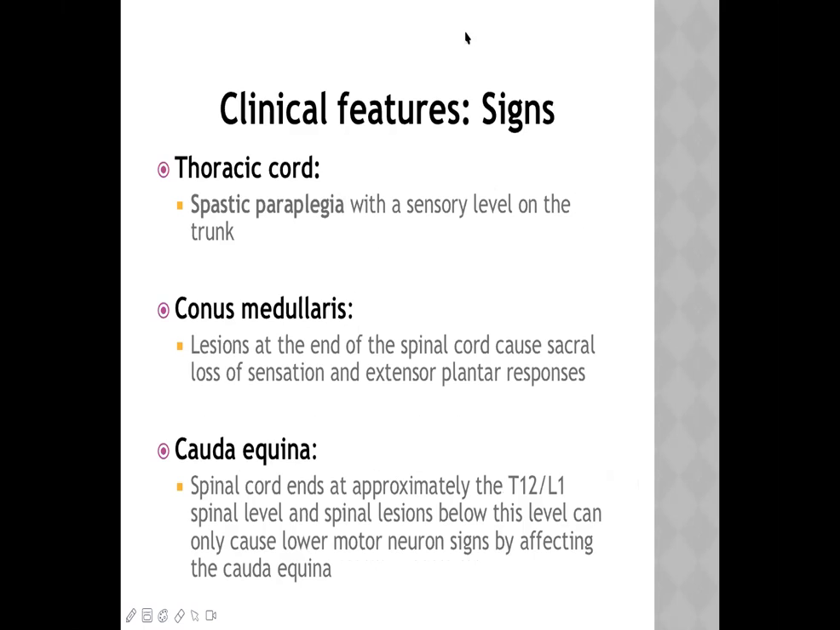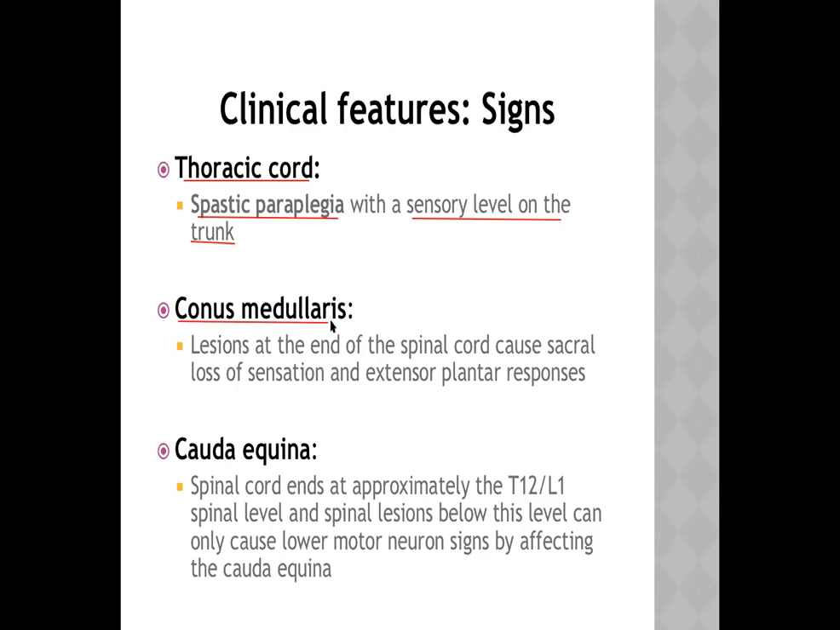Let's go distally. What happens if the thoracic part of the spinal cord is damaged now? The thoracic cord, okay, there would be spastic paraplegia with a sensory level on the trunk. Now, spastic paraplegia means the tone is very high in the lower limb. That is called spasm of the muscle. Spasticity. You know the meaning. I've already explained that before. Paraplegia is a paralysis of the lower limbs.